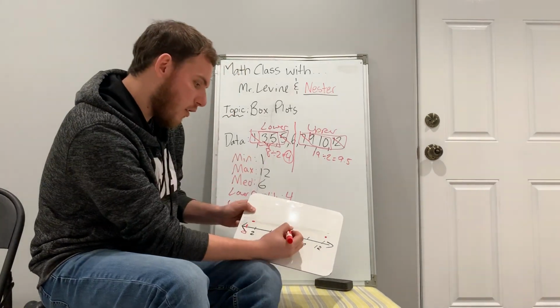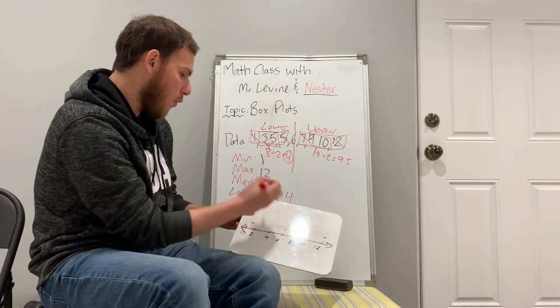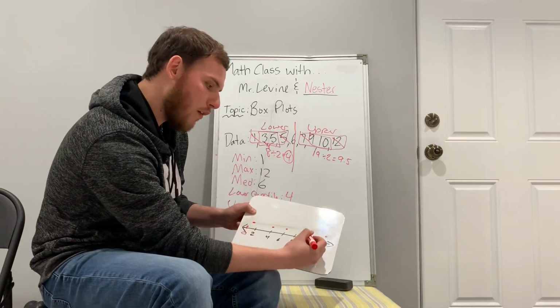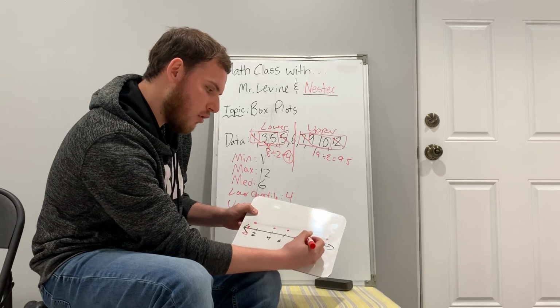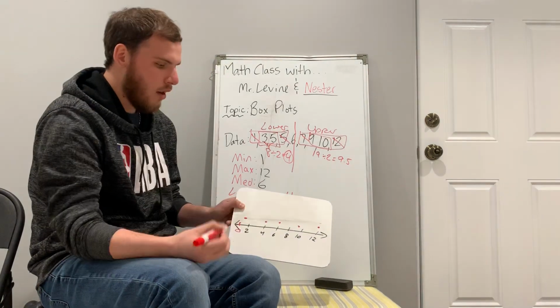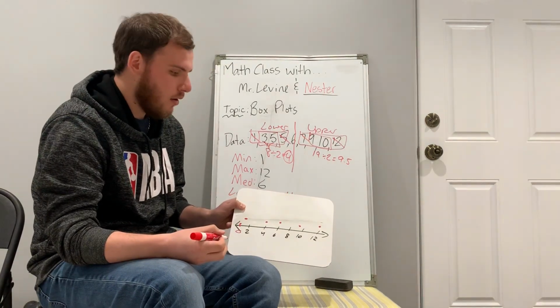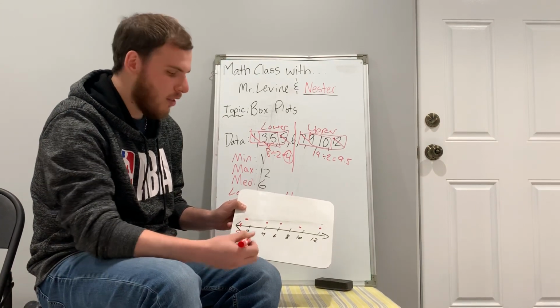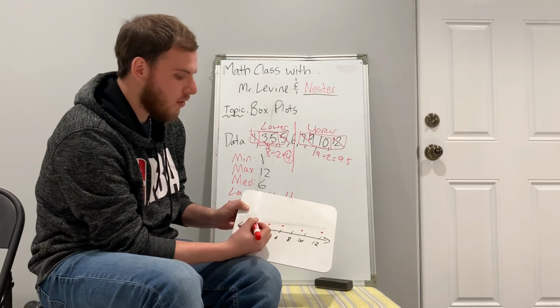The median is 6. The lower quartile is 4, and the upper quartile is 9.5, which we could say is pretty close to 10. So right here, we should have 5 points on our diagram to represent a box plot. So here's how we make the box plot and why it's called a box plot.